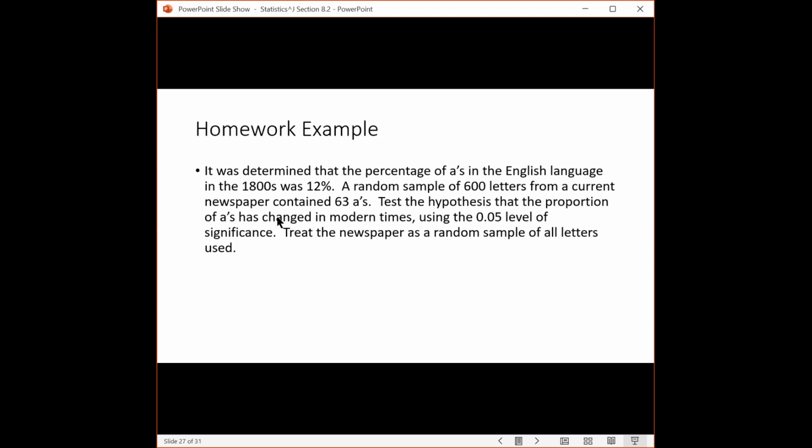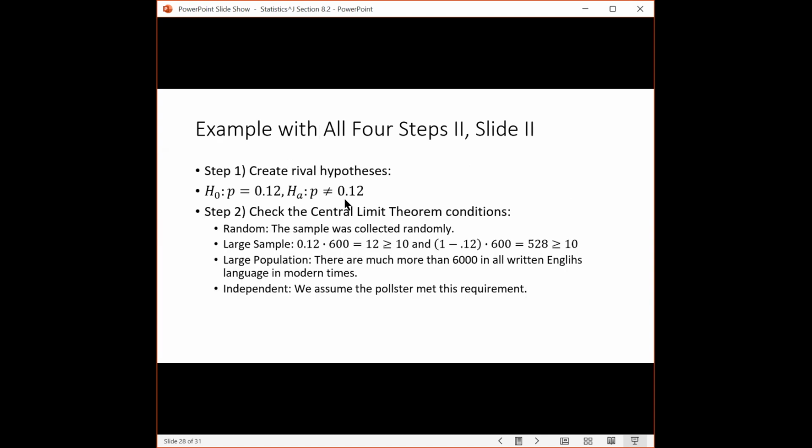That's another way of saying that it's different, okay? But it's not specifying greater than or less than. And if it just says it's different, then that's the same thing as saying that it's not equal to. So it was 12% in the past, and we're just checking to see whether it's different in modern times.